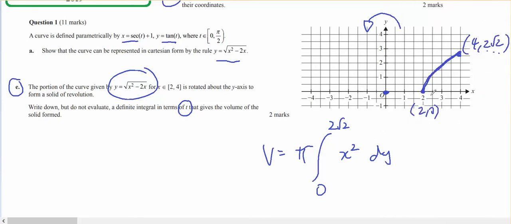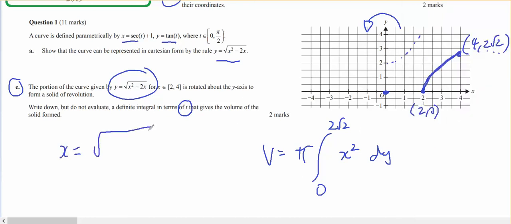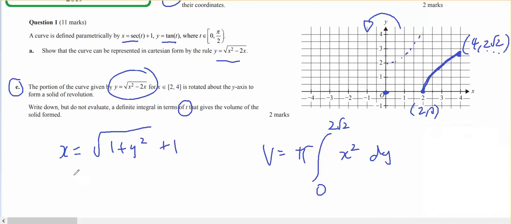And since swapping x's and y's is the same as doing the inverse, I want the positive square root. So I want, what was that again? That is this one. So x equals the square root of 1 plus y squared, plus 1. Is that correct? Which means x squared equals the square root of 1 plus y squared, plus 1, all squared.